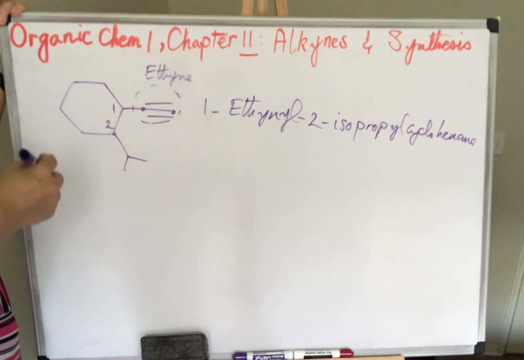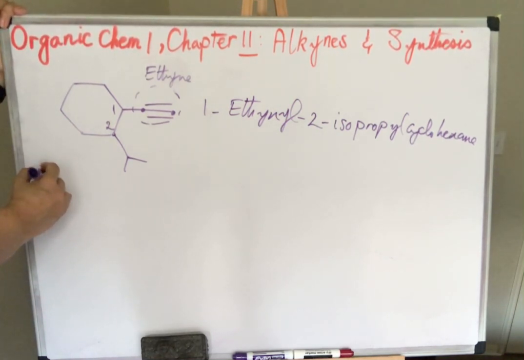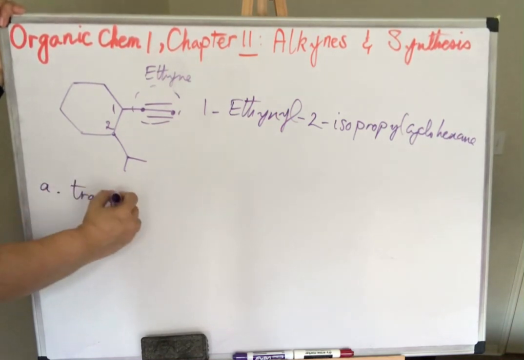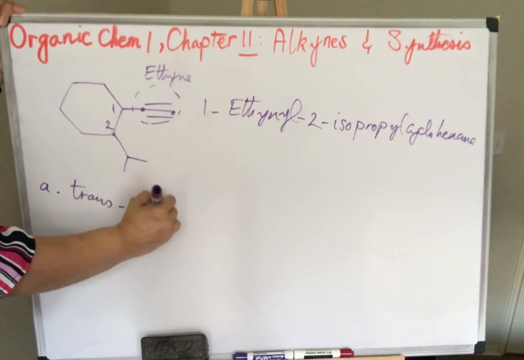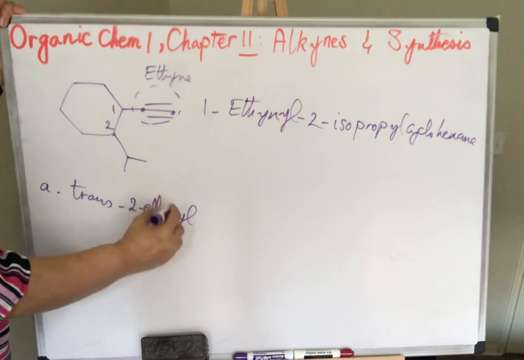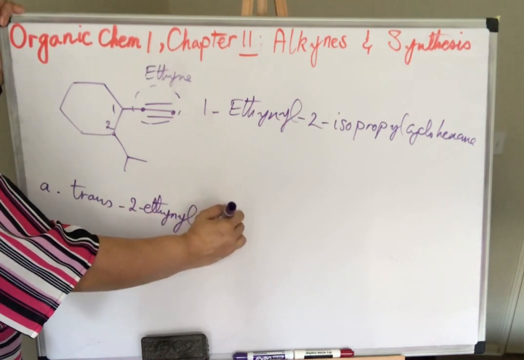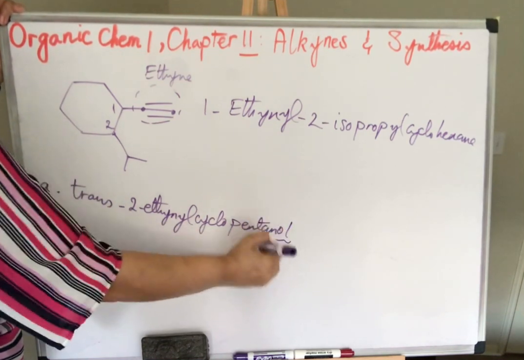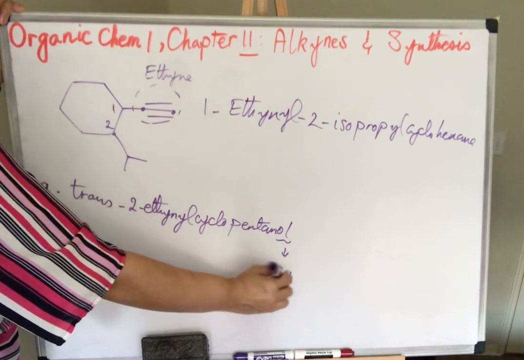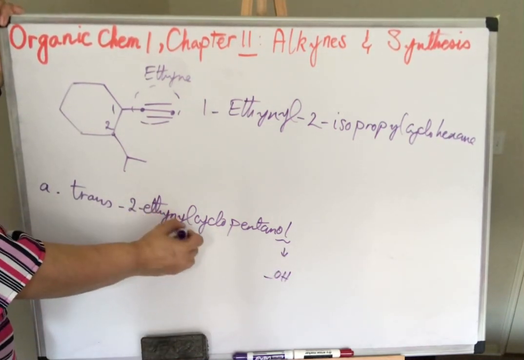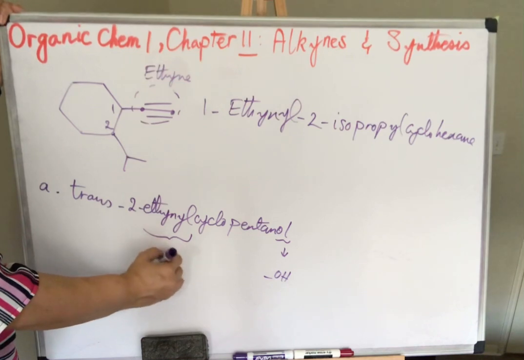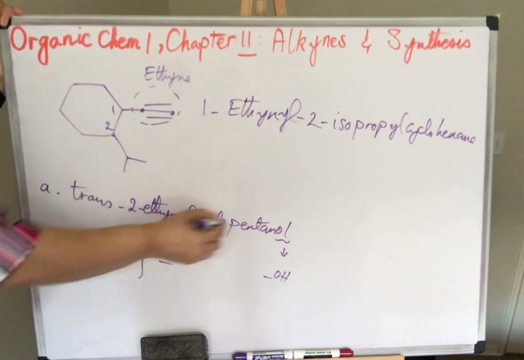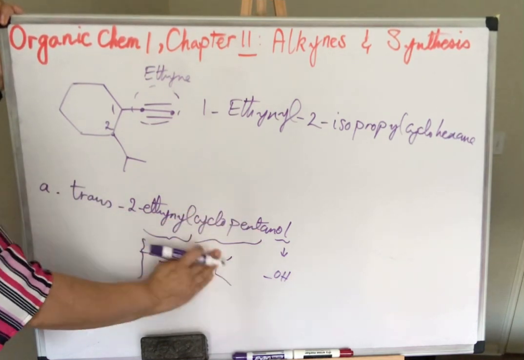So if you want to work on going from name to drawing it, we have trans-2-ethynylcyclopentanol. Ol means we have an OH group, it's an alcohol. And ethynyl means we have an ethynyl group connected to the rest of the molecule. We have a cyclopentane also. Oops.